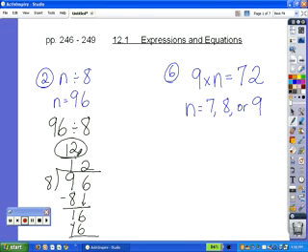For number 6, the directions ask us to determine which value is a solution for the given equation. The equation is 9 times n equals 72, and we have to decide if n is 7, 8, or 9. Well, since 9 times 7 is not 72, that's not it. 9 times 8 is 72, so n equals 8. And 9 times 9 is 81, so we can check that one as well and make sure that that one is not a correct solution.